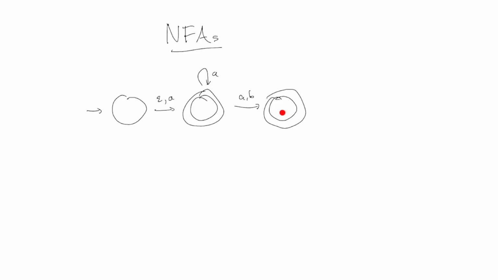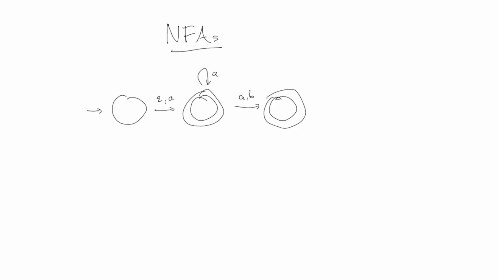From this state over here, there are no outgoing arrows at all. That is allowed. And over here, there's no outgoing B. There's also this epsilon arrow from the first state, which means from the first state, you can just go over here without using up any letter when you're reading a string.